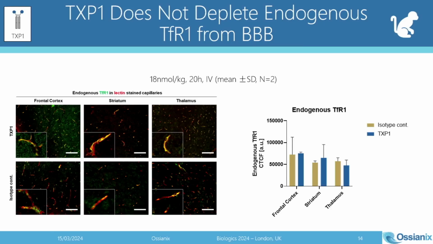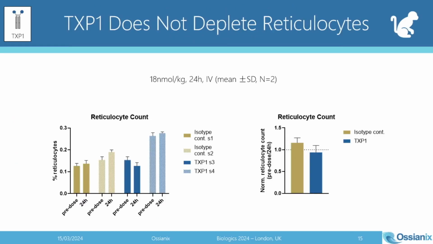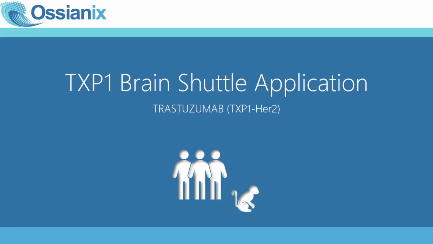And when you quantify that, you don't see any drop in endogenous TFR1 in animals treated with TXP1 in comparison to isotype control antibody. We also didn't see any depletion of reticulocytes that express TFR1. That's mostly predominantly due to the fact that we're using an Fc domain with LALA-PG, so it's effector function dead. So even if the molecule binds to those, we won't see depletion.